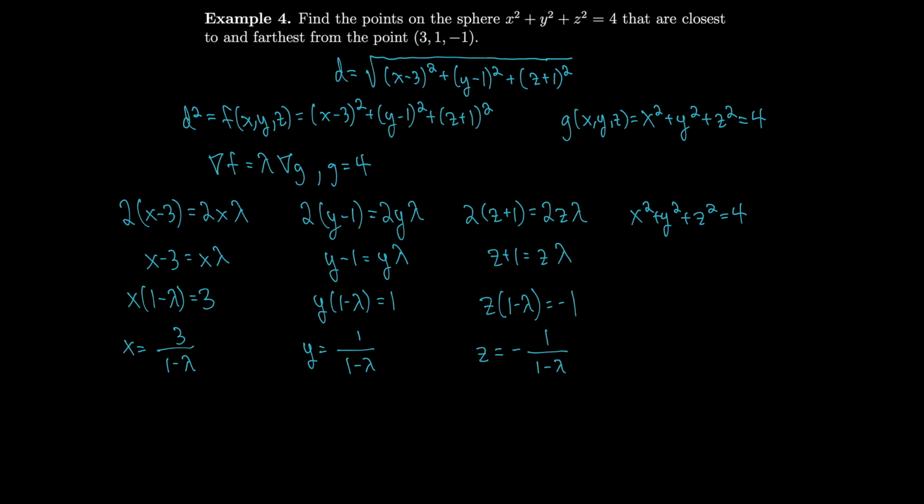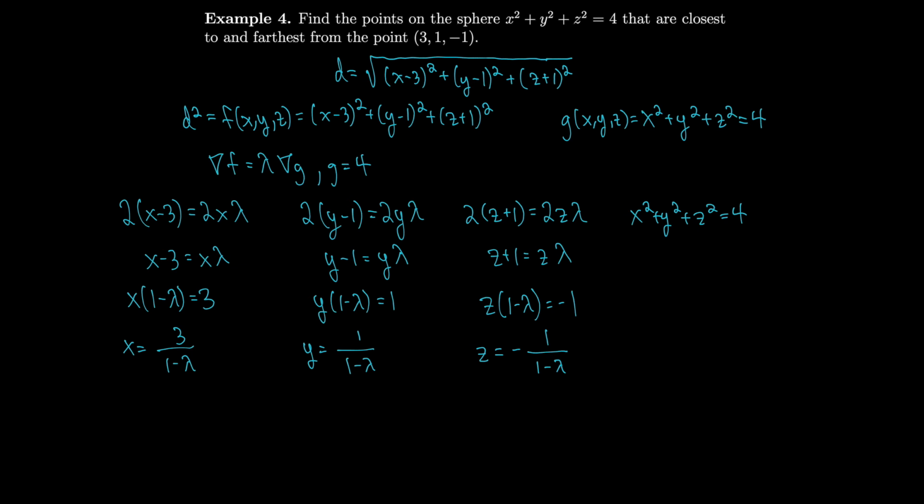Notice it's impossible for lambda to be 1 and make this undefined, because then this is impossible. You can even see it more clearly over here. x minus 3 cannot equal x, nor can y minus 1 equal y, or z plus 1 equal z. So there's no way 1 equals lambda, so we're good to go.